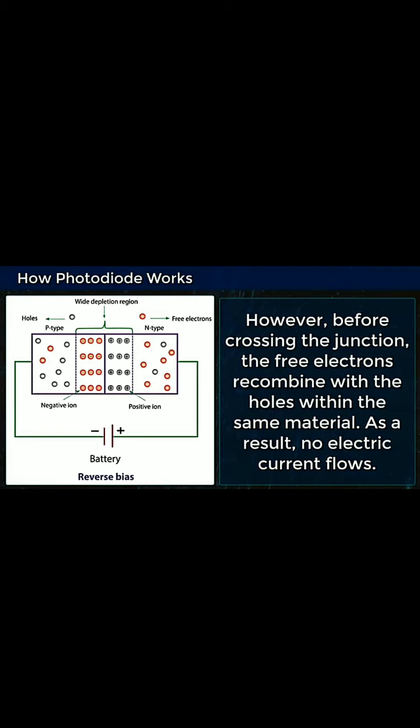Due to that repulsive force, they will push the minority carriers towards the junction. As a result, what happens? Whatever holes are present, they will recombine with them, and no current will flow before crossing the junction.